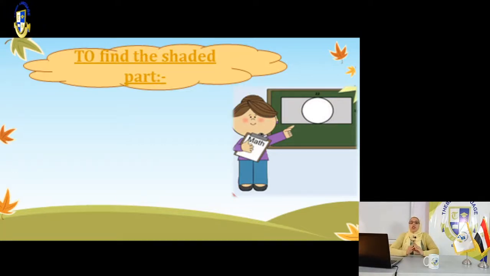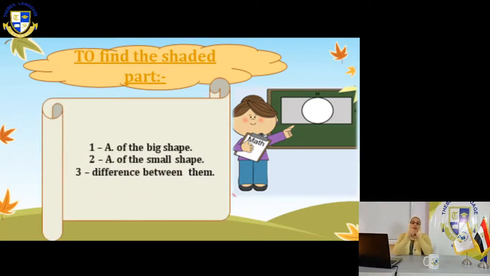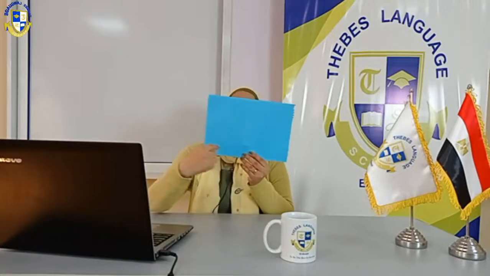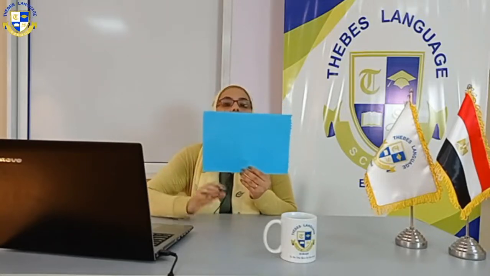Last thing you must know in this lesson, how to find the shaded part. If we have two shapes on each other and we have a shaded part, how do we get the area of this shaded part? Now, if we have this rectangle and we want to find the area, and inside it we build a house in the shape of a square, and we want to make this empty area a garden, how do we get the area of this garden?